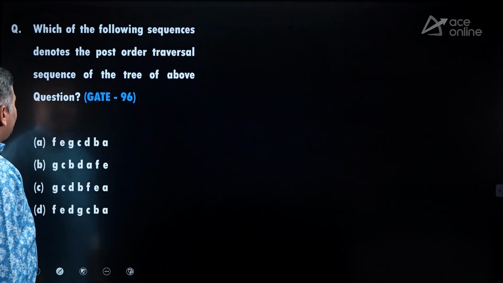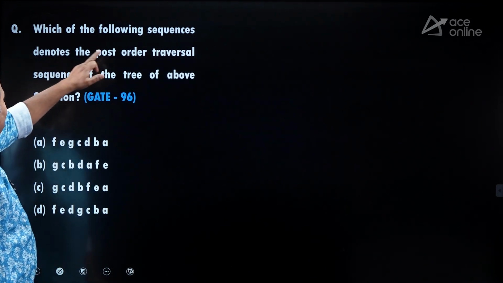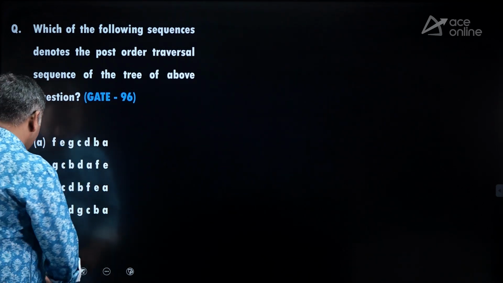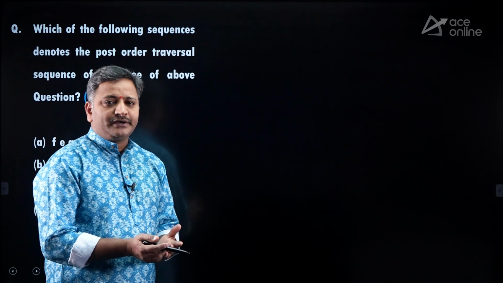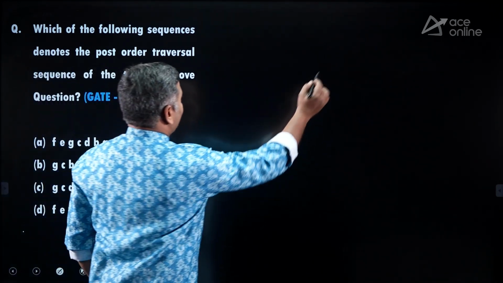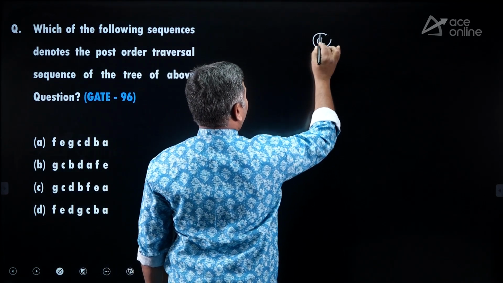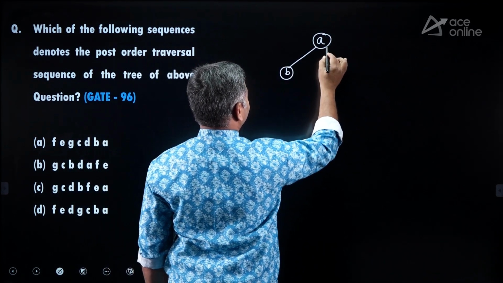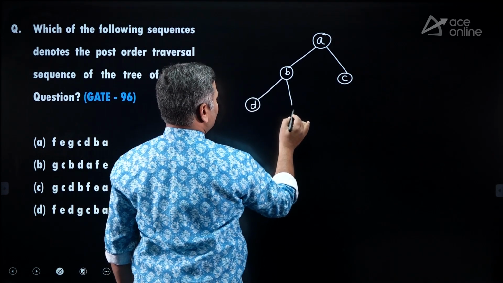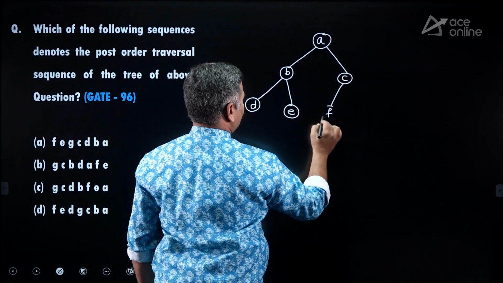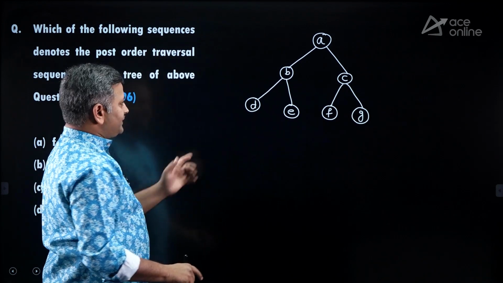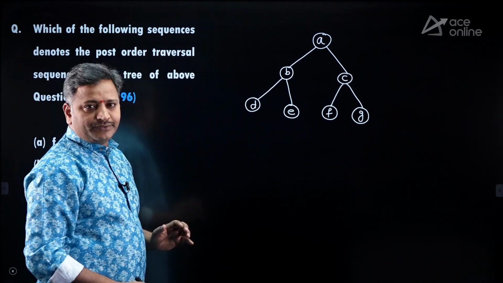Next one. This is regarding post order traversal. Which of the following sequences denotes the post order traversal sequence of the tree of the above question? Actually, the question is missing. So I want to explain how to find post order traversal, pre order traversal, in order traversal by a shortcut method. Try to understand. You can find this type of question in the GATE paper. So for example, if I consider a tree, this is not related to the given question, friends. Randomly I have taken one diagram, but I am explaining model questions, friends.